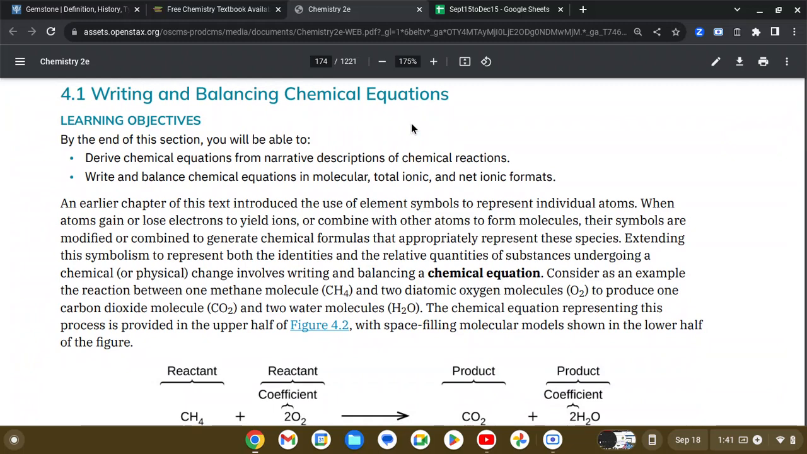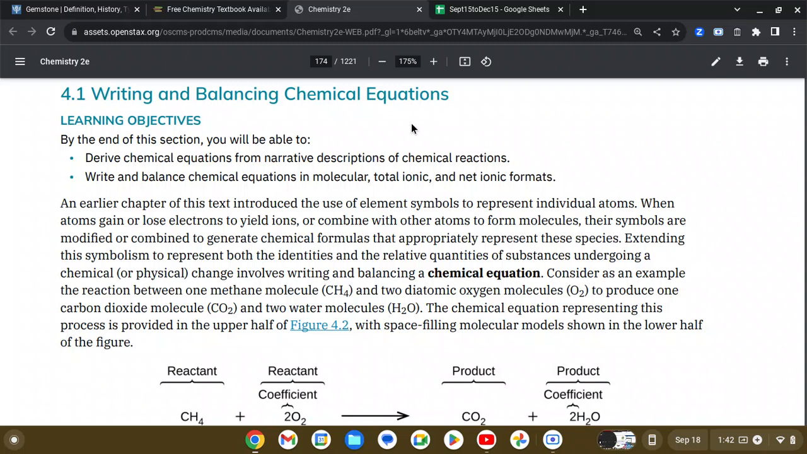4.1, writing and balancing chemical equations. By the end of this section, you'll be able to derive chemical equations from narrative descriptions of chemical reactions, write and balance chemical equations in molecular, total ionic, and net ionic formats. An earlier chapter of this text introduced the use of element symbols to represent the individual atoms. When atoms gain or lose electrons to yield ions, or combine with other atoms to form molecules, their symbols are modified or combined to generate chemical formulas that appropriately represent these species. Extending the symbolism to represent both the identities and the relative quantities of the substances undergoing chemical or physical change involves writing and balancing a chemical equation.